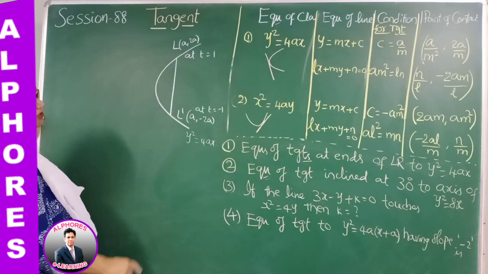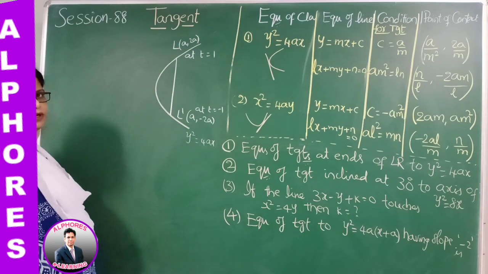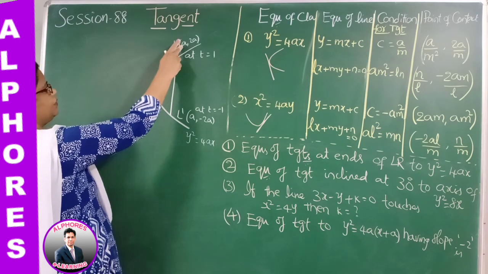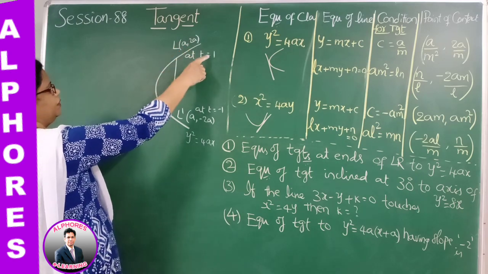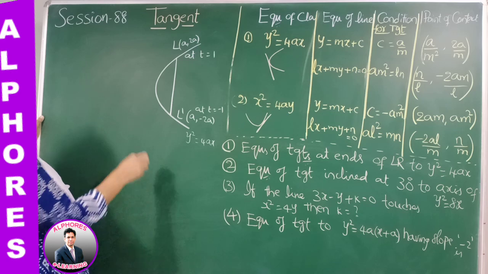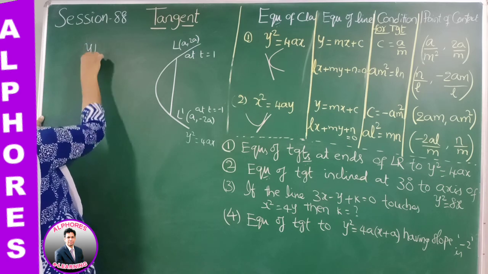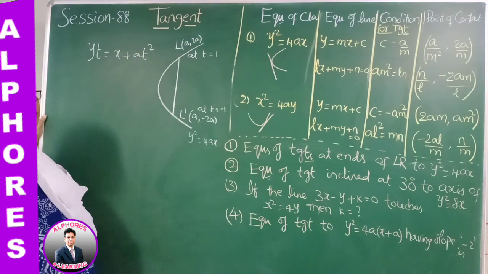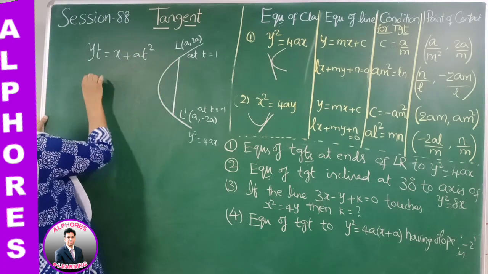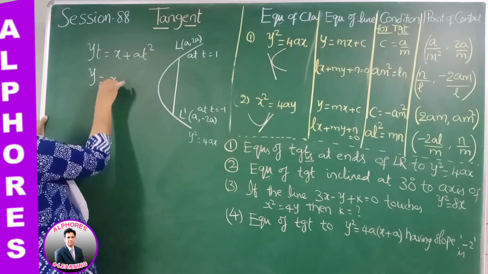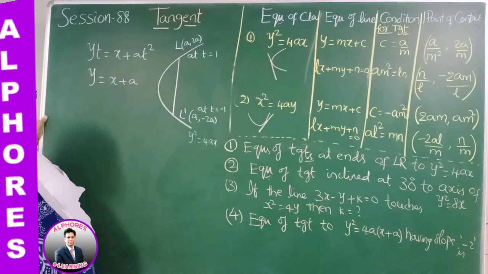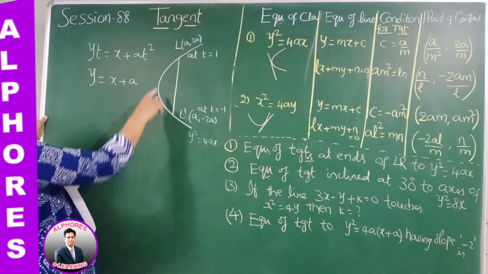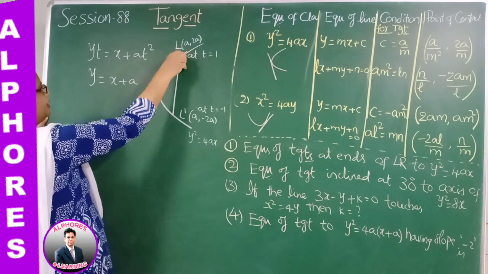So remember students, for the parabola y square equals 4ax, at the ends of the latus rectum, the t value is nothing but 1. Now what is our standard formula? yt equals x plus at square. So this is our formula for this kind of parabola. Then at t equals 1, therefore y equals x plus a. So this is one end of the latus rectum, that is the tangent at one end of the latus rectum.